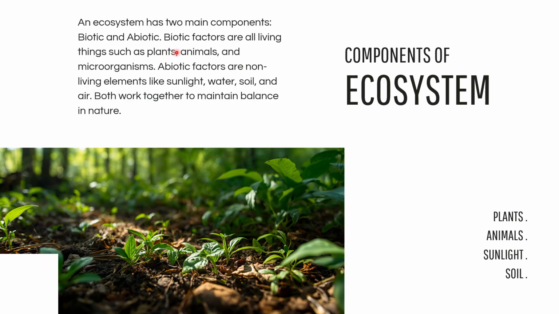Biotic means, let's divide it into two words, bio and tic. So when we talk about biotic, they are all the living things which are present in an ecosystem. And abiotic means the non-living elements like sunlight, water, soil and air. Both of them work together to maintain a balance in nature. So these are the main components of an ecosystem.